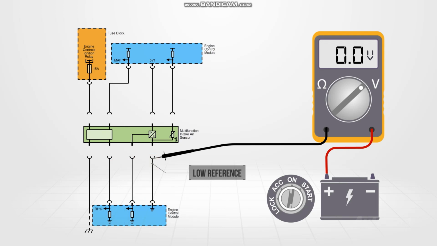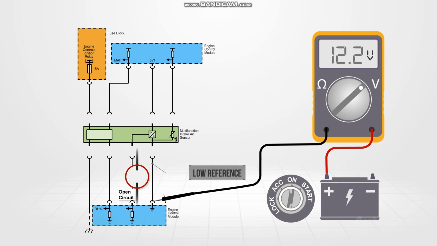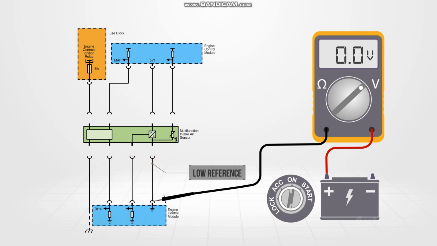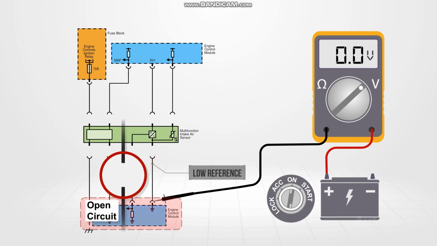Move the black lead and back probe the baro sensor low reference terminal at the ECM. If the meter now displays battery voltage, this confirms an open within the harness. However, if voltage still isn't seen, the open may be in the connector or the ECM.